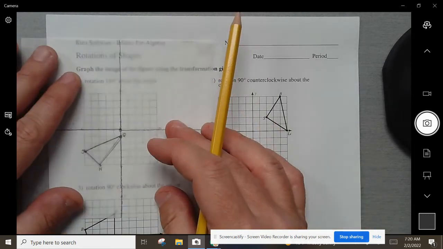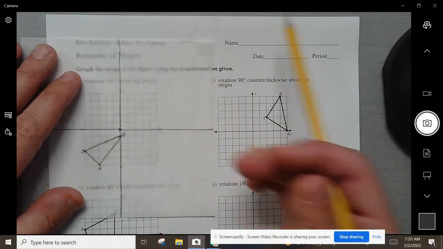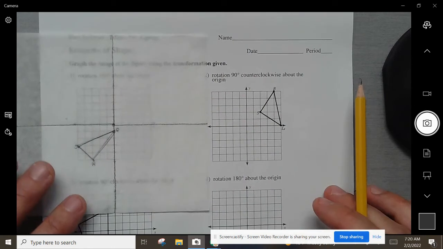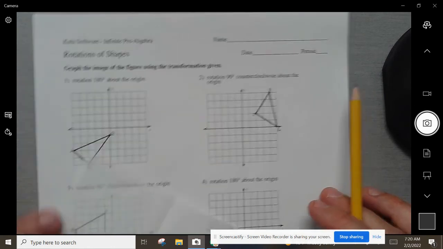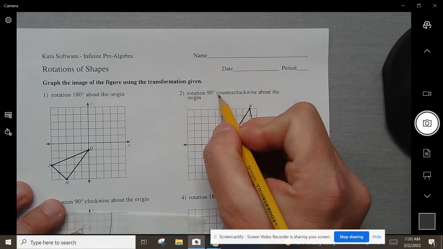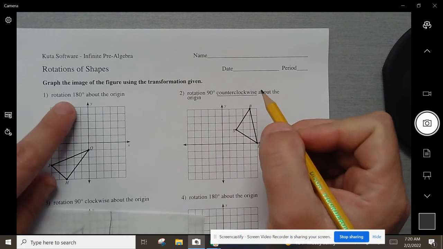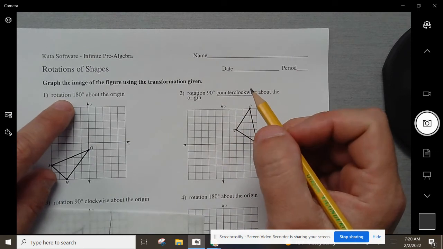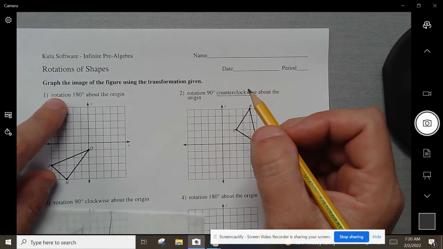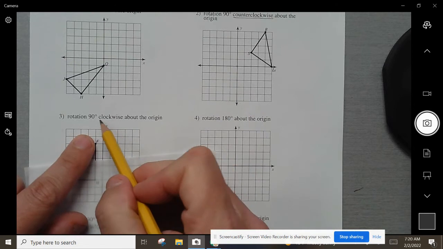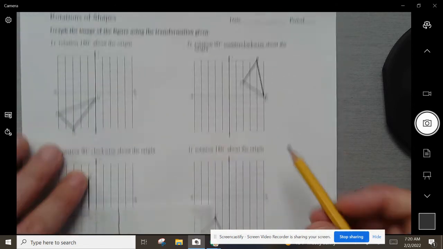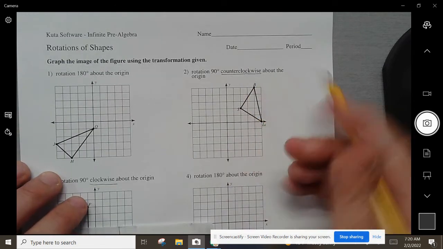So we're going to rotate this guy, but this is where it gets a little tricky. So it doesn't say, look at this one. This one says counterclockwise. So if it doesn't say, this one should have said, oh, you'll see why in a second, why it doesn't have to say clockwise. But look at number 3. Number 3 says just clockwise. All right. Number 2 says counterclockwise. So we're going to talk about that.